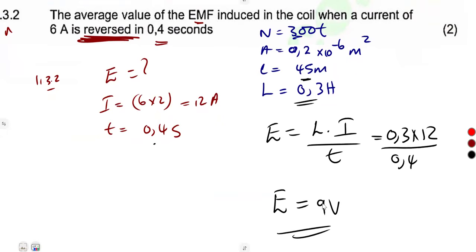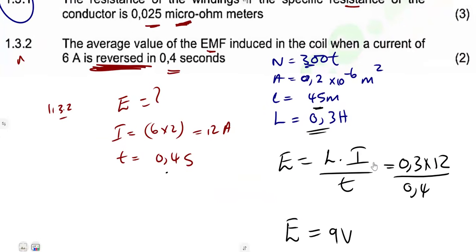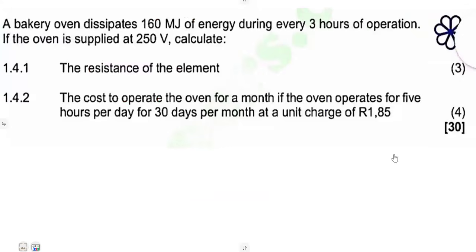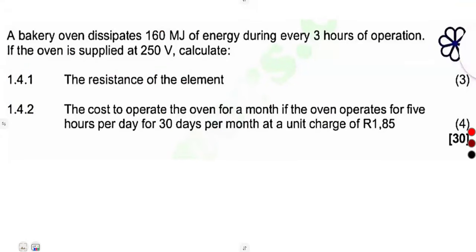All right. So it's all about revision, as you can see. Just revising, guys. Here we are not giving notes. It's just about revision. Let us consider another part. We are given that a bakery oven dissipates energy. So we have got the amount of energy, which is our Q. So Q is our energy, 160 megajoules.